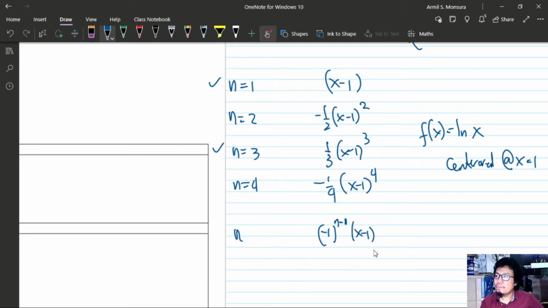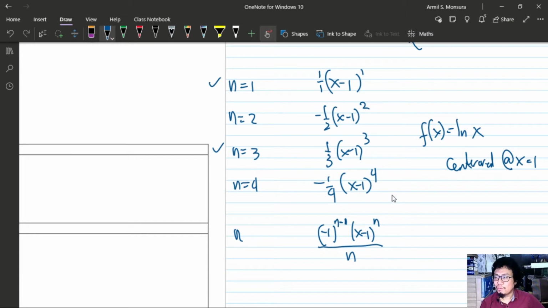Now, with regards to the exponent of x minus 1, you see that this is equal to n. When n is 1, the exponent is 1. When n is 2, the exponent is 2. When n is 3, the exponent is 3, and so on. So we'll simply have this as over n. And then finally, this number at the denominator. If we write this as 1 over 1, you'll notice that the number in the denominator is also equal to n. So we'll have it here.